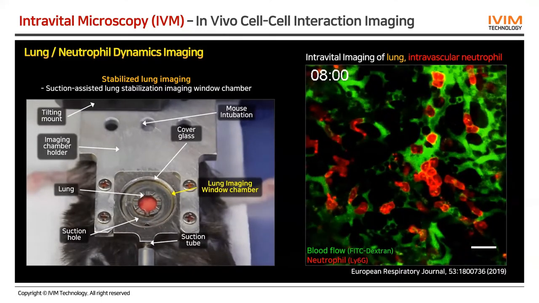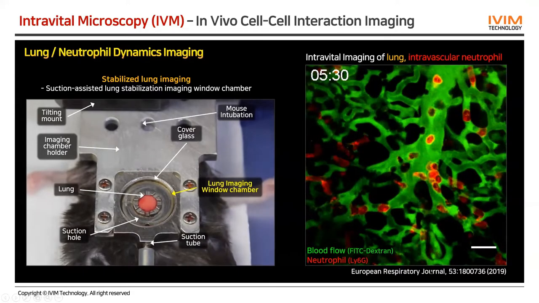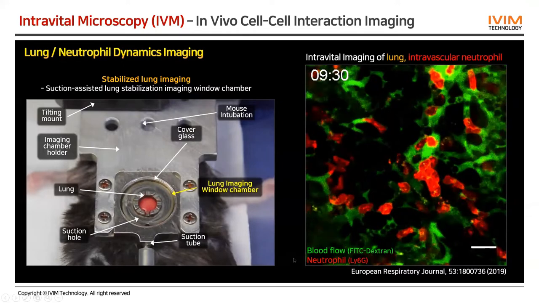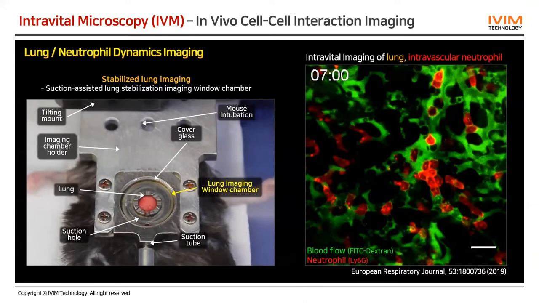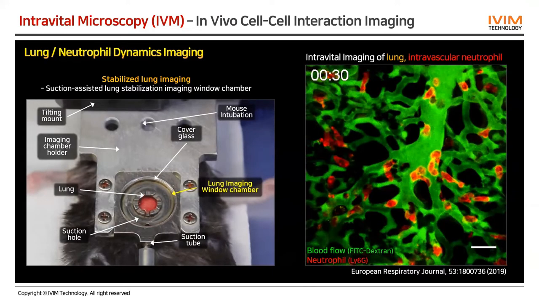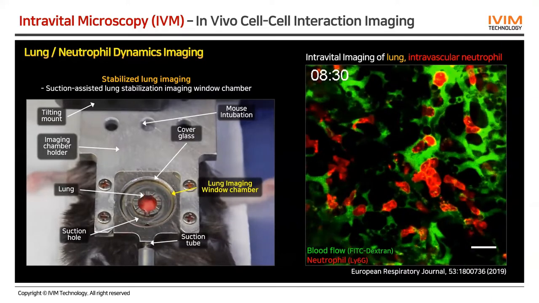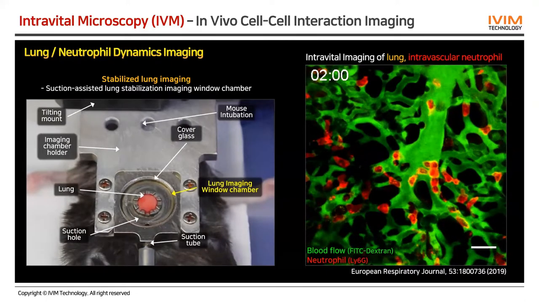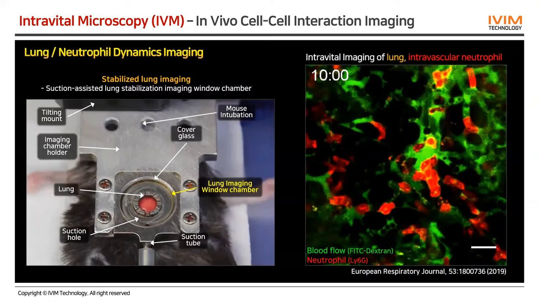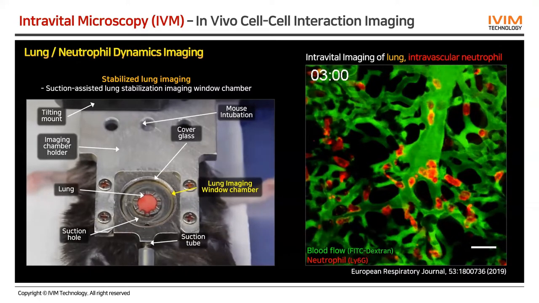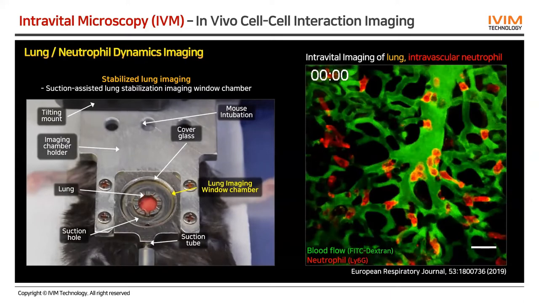In this particular example, this work has been published in the European Respiratory Journal in 2019. What we did was inject FITC dextran, the green probe, intravenously, so it can label the blood plasma and we can image the blood flow in the lung. At the same time, we label the intravascular neutrophils by injecting an antibody conjugate, more specifically Ly6G antibody conjugated with Alexa 648. By intravascularly injecting this antibody conjugate, we can relatively easily and very clearly label the intravascular neutrophils.